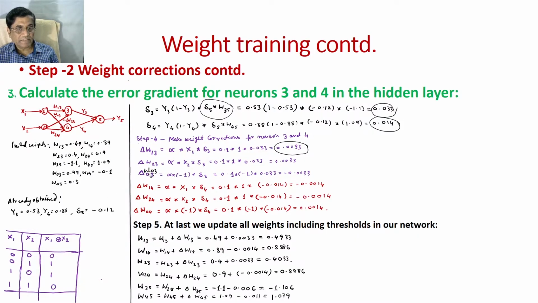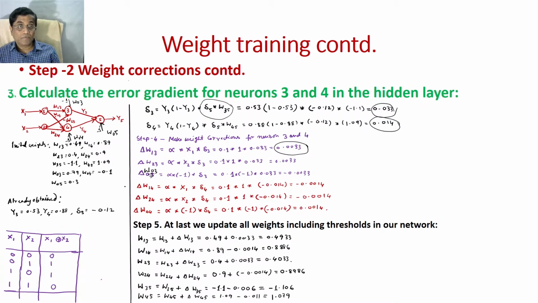So how much compensation has to be done to the bias weights we have not shown here, W04 and W05, and their inputs are -1. Here also the inputs are -1. So this compensation has to be done in the same way.